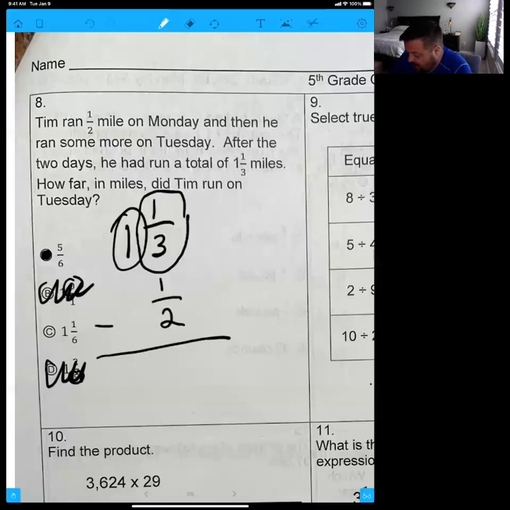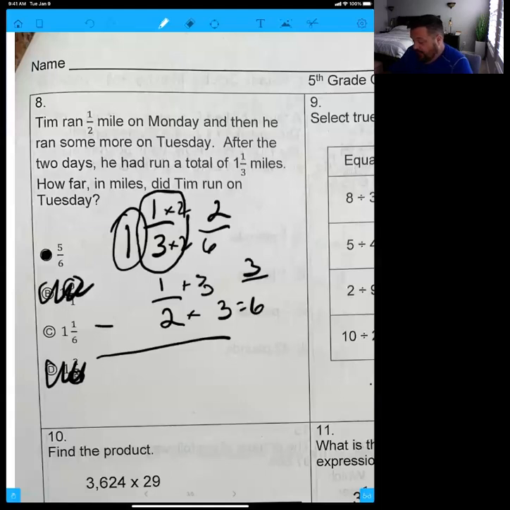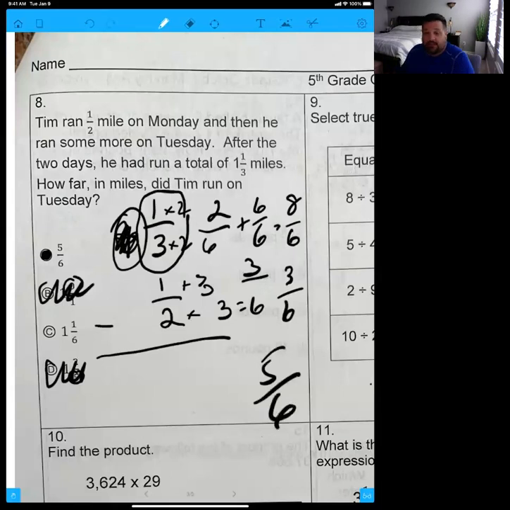You could make the common denominator 6 and multiply this by 2 and this by 2 and get 2 6. Multiply this by 3 and get 6. And multiply this by 3 and get 3. And then you can't do the subtraction, so you would break this up and add the 6 6 to it, and you would get 8 6 and 3 6. Then you would subtract and get 5 6. Even if you did all the work, it would still come out.